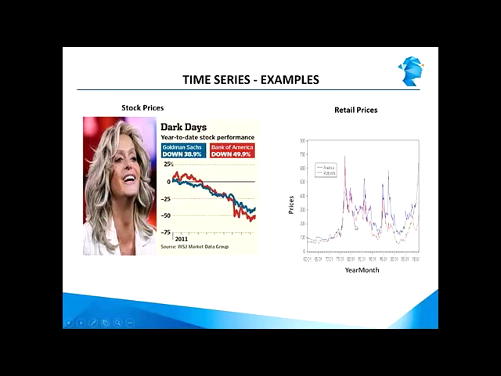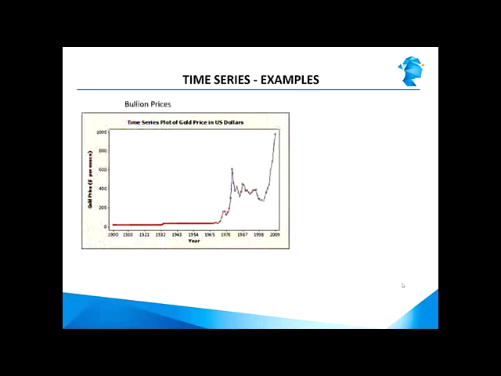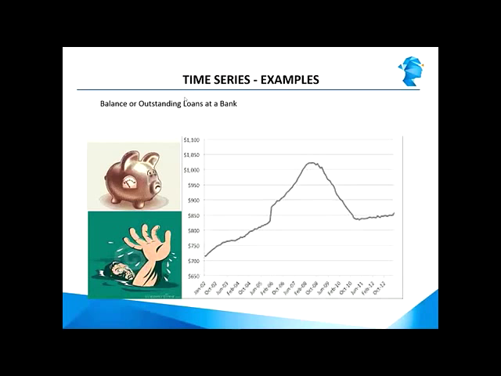Retail prices, like say the price of coffee that you buy and so love to drink. Well, retail prices collected at the end of each month would definitely comprise a time series because it's well-defined, consistently, regularly collected data. Gold prices collected at the end of each year. Bullion prices, yearly bullion prices comprise time series data. Balance or outstanding loan amounts at a consumer bank. Both of these, if they're collected monthly and regularly, which is the way it's usually done in the banks, definitely comprise time series data.